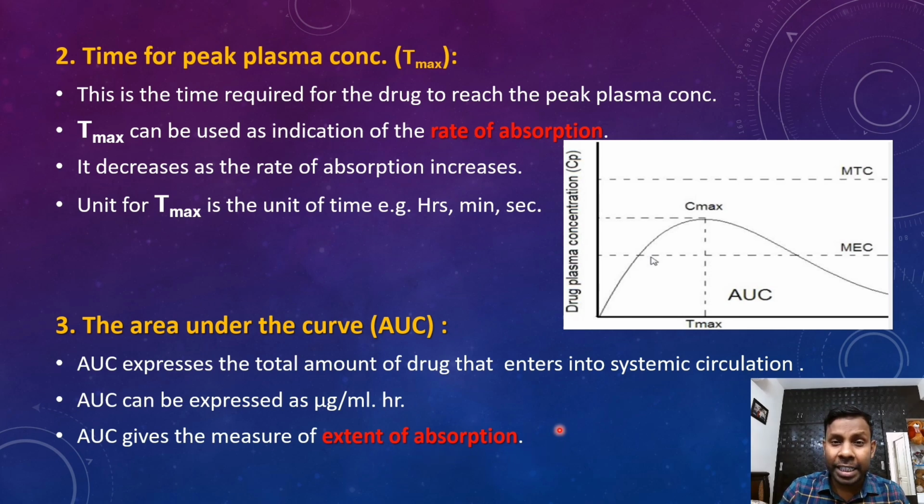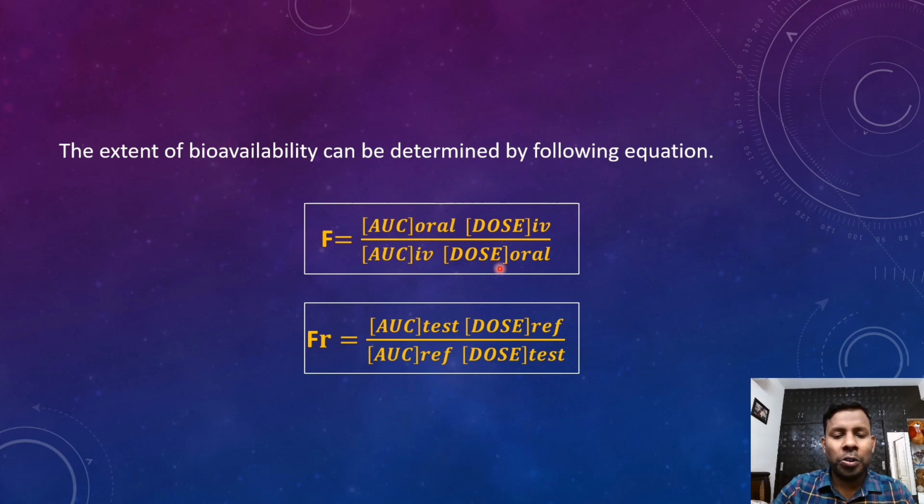So Cmax is indicating rate and extent of drug absorption. Tmax is indicating rate of absorption. AUC is indicating extent of absorption. Rate and extent of drug absorption is bioavailability. Thus, these Cmax, Tmax and AUC indicate the rate and extent of drug absorption, meaning nothing but the bioavailability of the drug. These are the formulas to calculate bioavailability from plasma level data, meaning Cmax, Tmax and AUC.